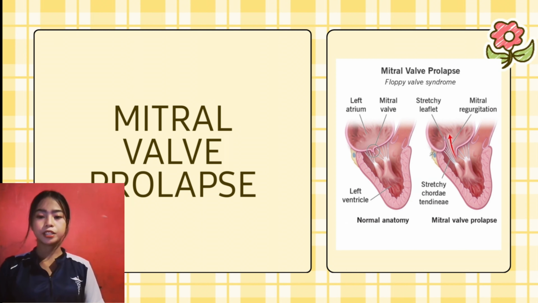Okay, next is the mitral valve prolapse. It is the movement of the mitral valve cusp into the left atrium when the ventricles contract. It is caused by a combination of genetic factors and structural abnormalities in the connective tissues of our heart valve. Meaning, the abnormal connective tissues in our heart are what cause us to have mitral valve prolapse.